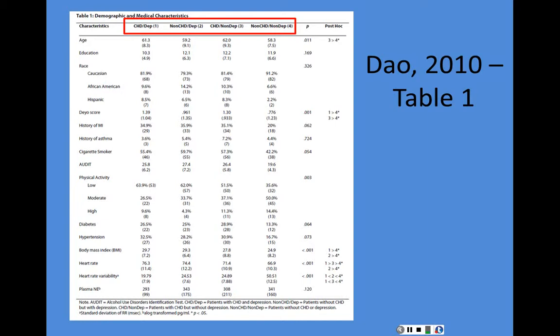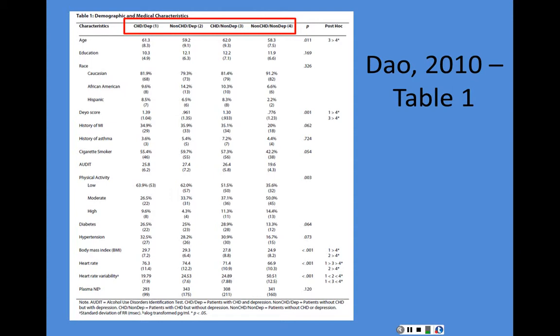The first group were people who had heart disease and suffered from depression. In group 2, these people suffered from depression but did not have coronary heart disease. Group number 3, these people had heart disease but were not depressed. And then the final group were people who didn't have either of these conditions, no heart disease, no depression.